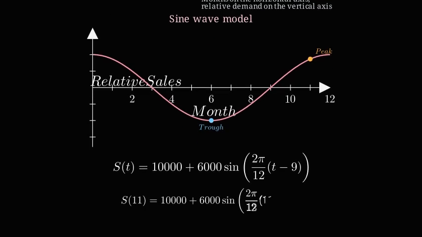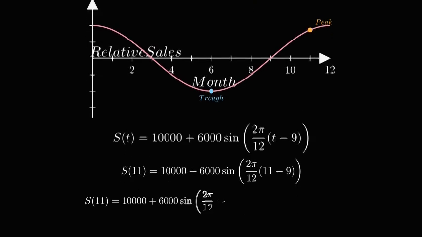Now, let's plug in a specific month and find the predicted sales. We want to know S of 11, which corresponds to November. Write S of 11 equals 10,000 plus 6,000 times sine of (2 pi over 12 times (11 minus 9)). The difference 11 minus 9 is 2, so the inner expression simplifies to sine of 2 pi over 12 times 2, which is sine of pi over 3.